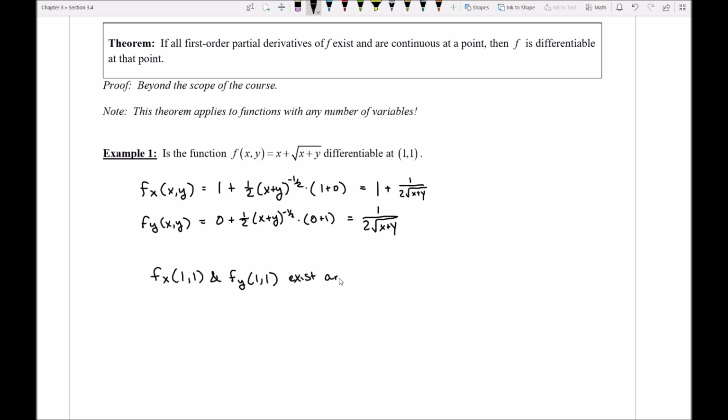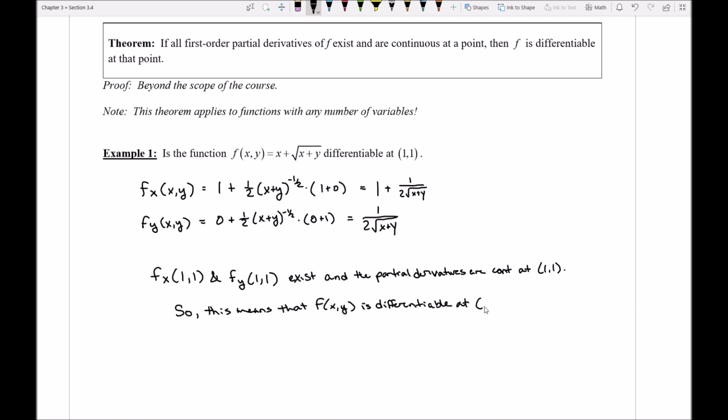exist, and the partial derivatives are continuous at (1, 1). So this means that f(x, y) is differentiable at (1, 1). There it is.